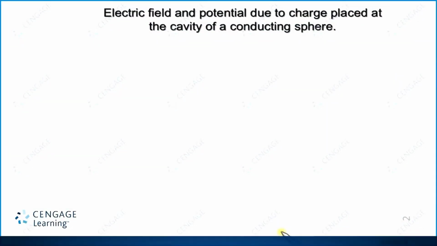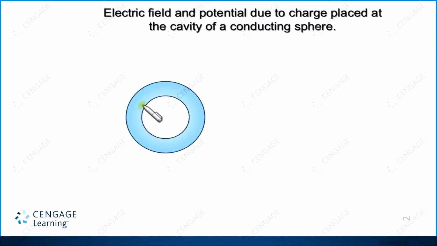Let us take a conducting shell, an uncharged conducting shell. This is the uncharged conducting shell. You can observe this is the inner surface, this is the outer surface of the shell. Now let us place a positive charge, small q, at the center of the cavity. What will happen? The negative charge of equal magnitude will appear on this surface like this.